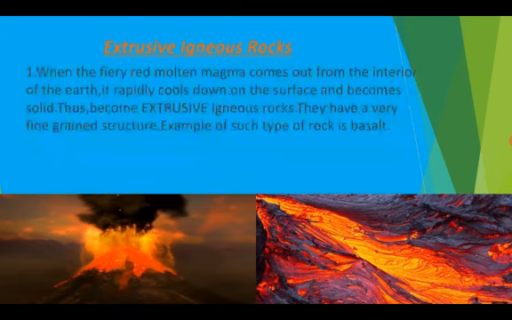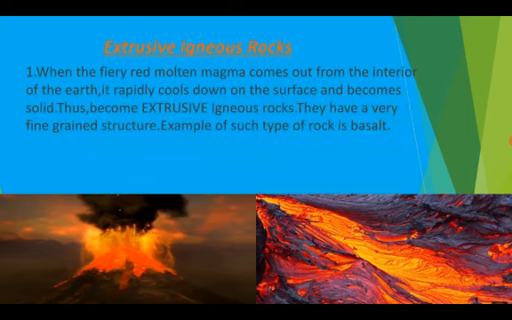When the fiery red molten magma comes out from the interior of the earth, it rapidly cools down on the surface and becomes solid. जब लाल धधकता हुआ मैग्मा पृथ्वी की सतह पर आकर जल्दी से ठंडा हो जाता है तो यह ठोस रूप धारण कर लेता है, and this helps to make the extrusive igneous rock.